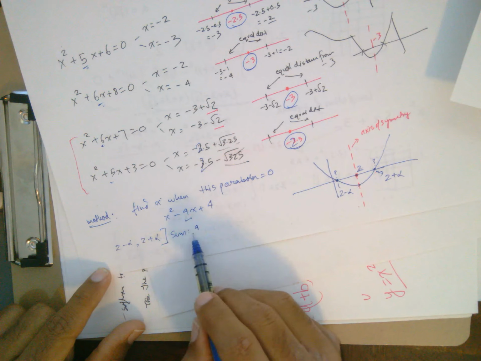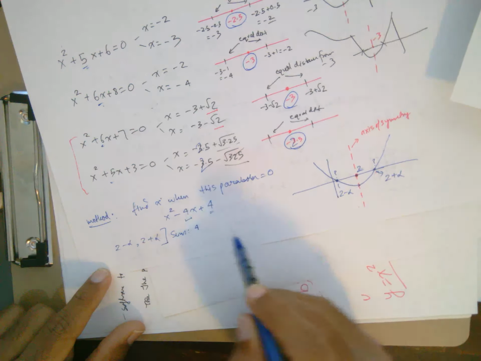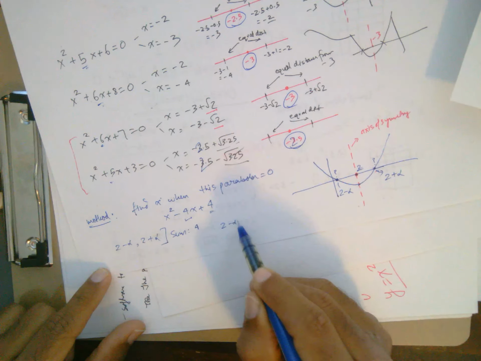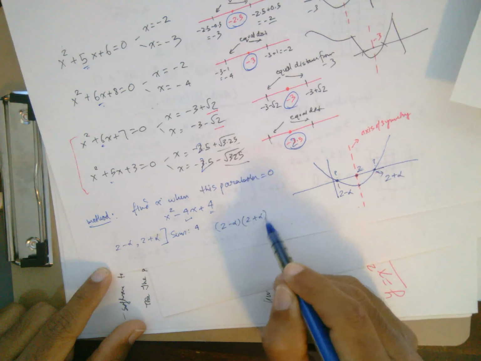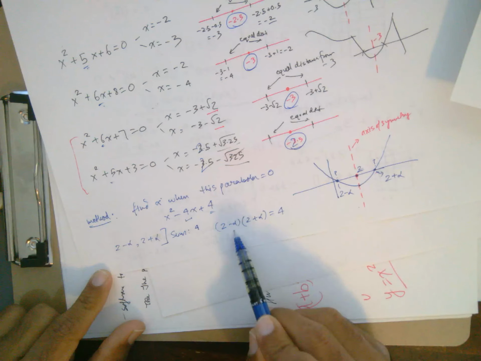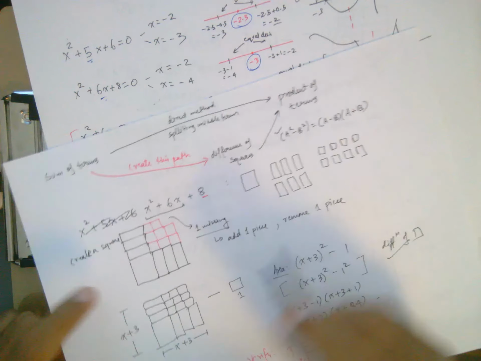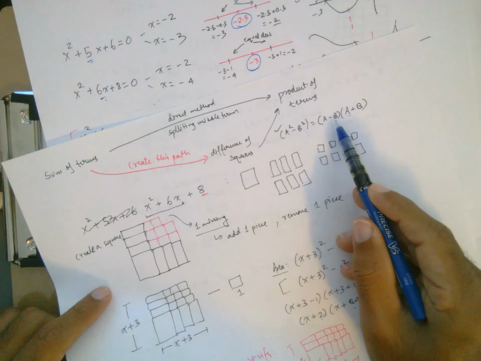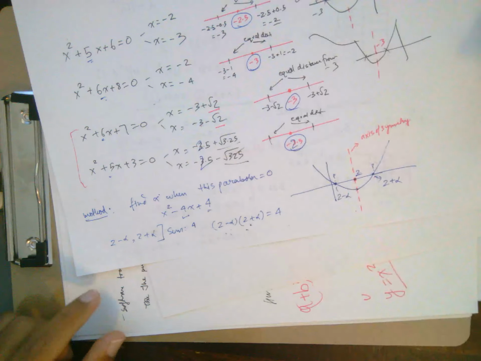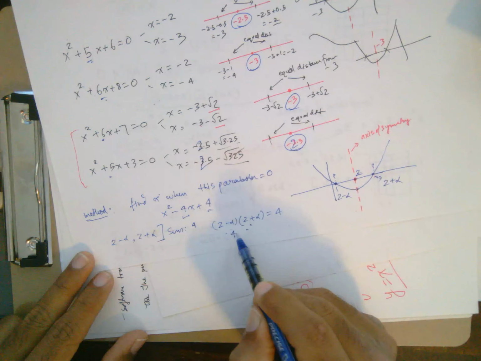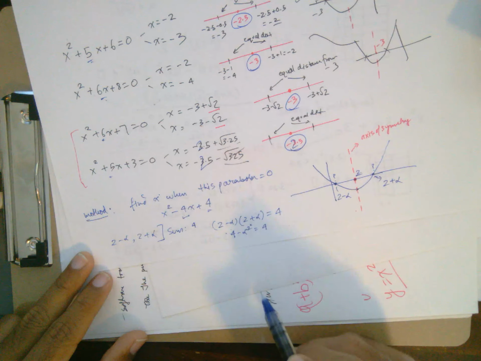Which makes sense. And the product has to be 4. What's the product? 2 minus alpha times 2 plus alpha equals 4. But wait a second, what is this? This is the difference of squares, but applied in reverse. You have a minus b and a plus b. So this becomes 4 minus alpha squared equals 4.